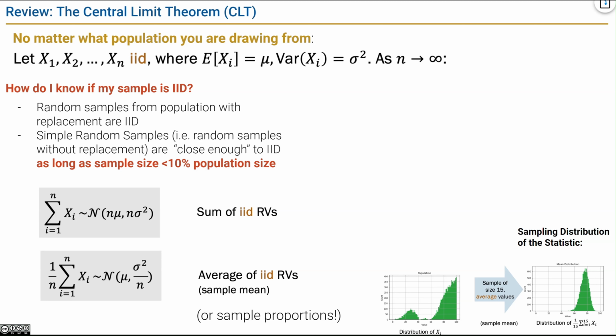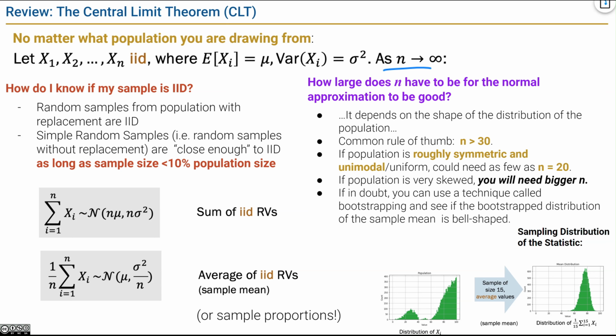Okay, now how do I know if n is large enough? Because that's the other criterion here. It really does depend on the shape of the distribution of the population. I'd say a common rule of thumb is you need n to be at least greater than 30. It's possible that you can get a sampling distribution of your mean looking very normal, like a nice bell shape, and predicted well by the central limit theorem, even with as few as 20 for your sample size. But if your population is very skewed, you might need even more than 30.